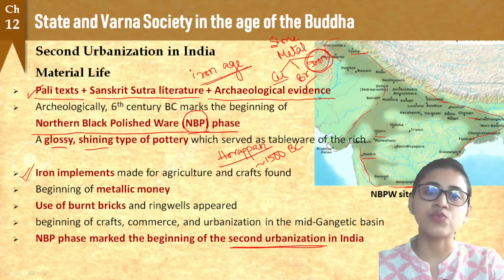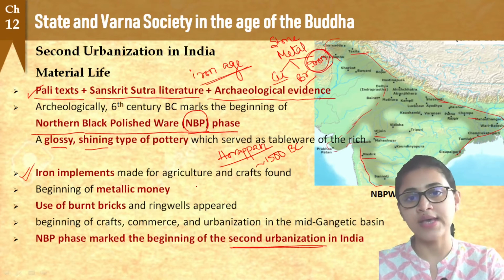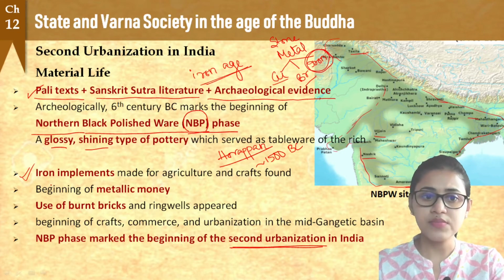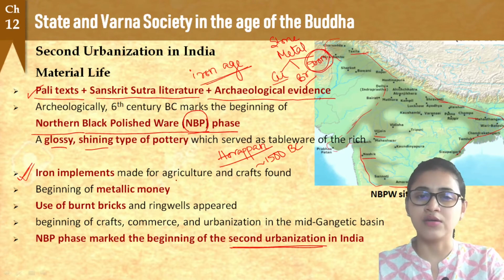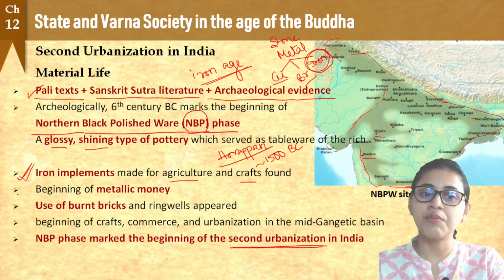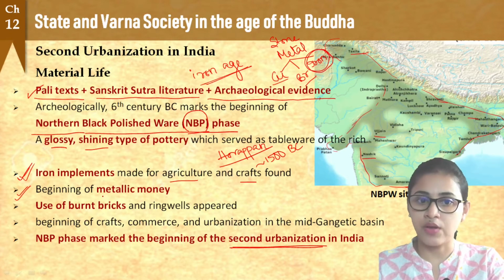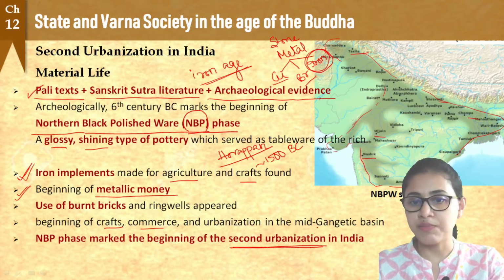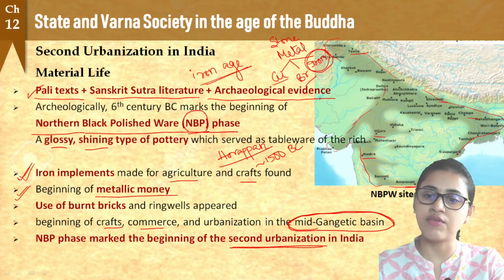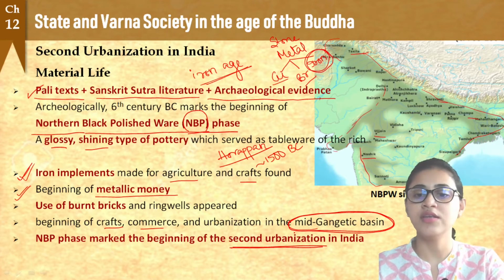Now, why do we call this phase urban? We will come to know as we go through the slides. During this phase, we have the use of iron implements. Different tools and implements were used for agriculture and for crafts, so they flourished. Then there was also the beginning of metallic money. The beginning of crafts, commerce and urbanization happened in the Middle Gangetic Basin. In this area, we have a kind of second urbanization in India.